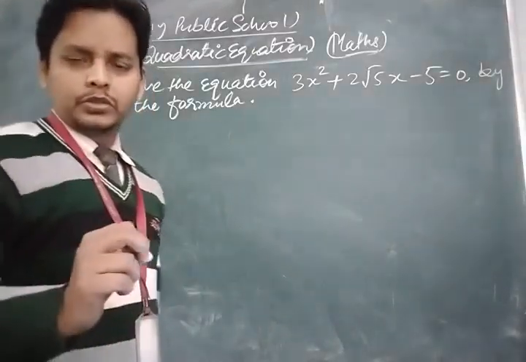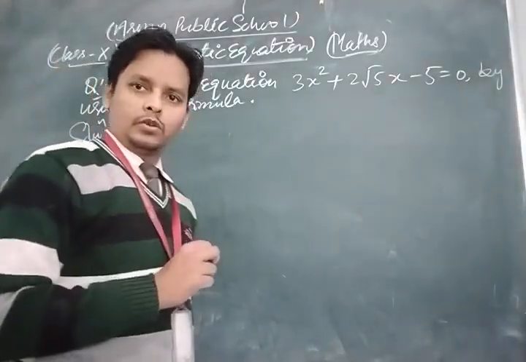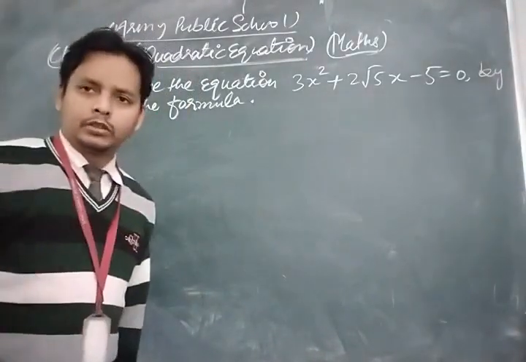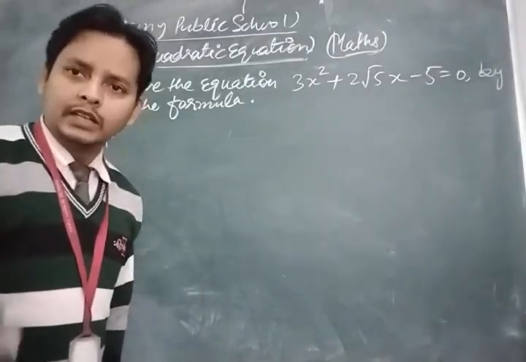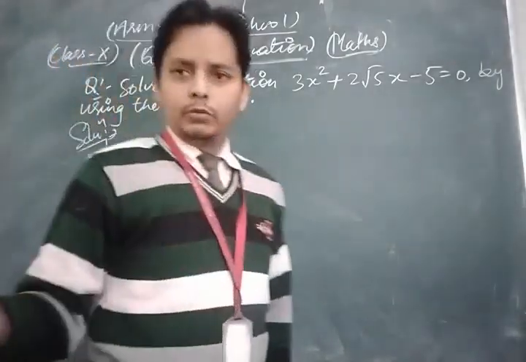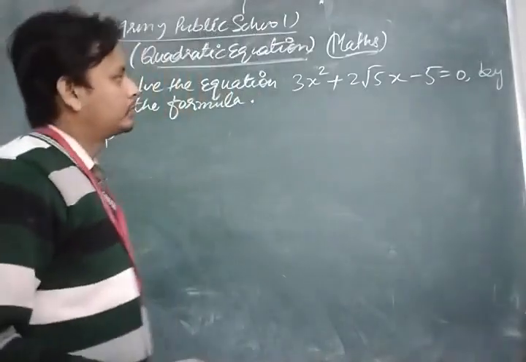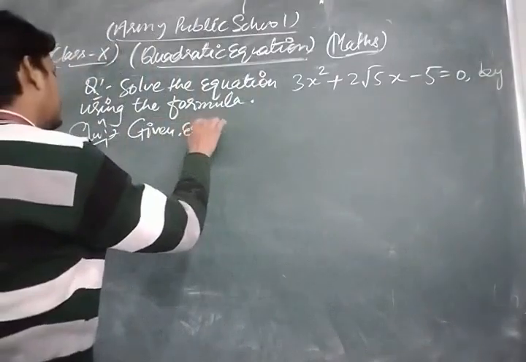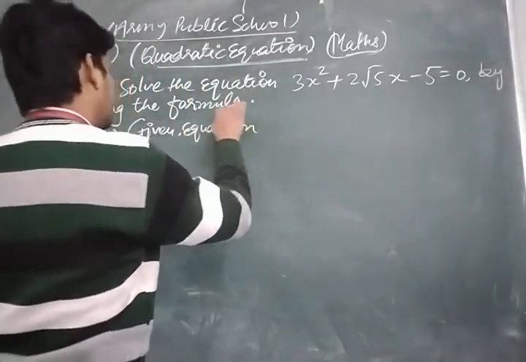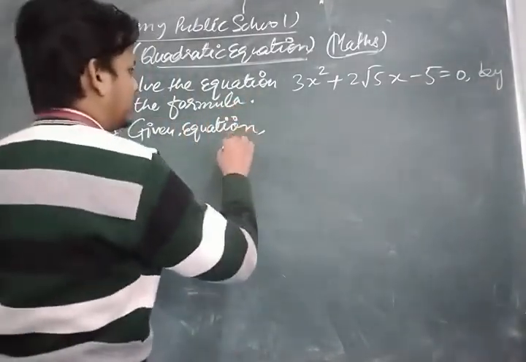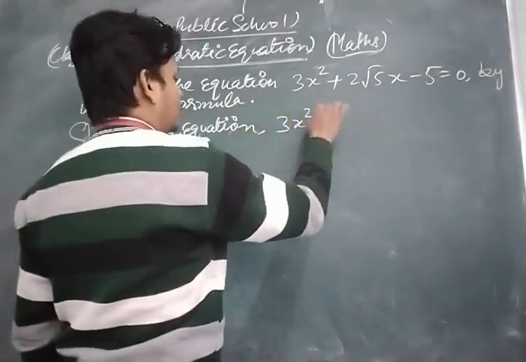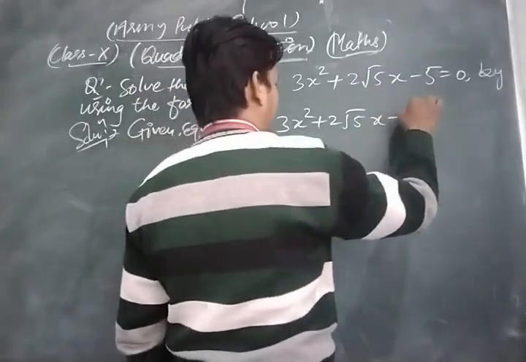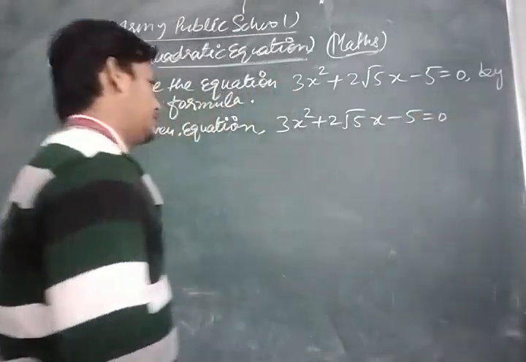This is a very important question of your syllabus. Okay, let's see. Here we solve the given equation by using the formula. We don't factorize them, we just apply the quadratic formula and simplify them. Look, so first of all we write the given equation: 3x square plus 2 root 5x minus 5 is equal to 0.